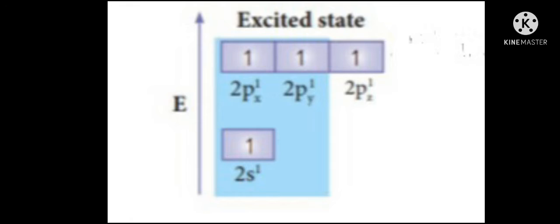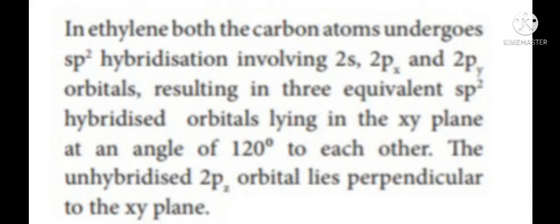It is shown here. In the excited state of carbon, it contains 1 electron in the 2s orbital, 1 electron in the 2px orbital, 1 electron in the 2py orbital, and 1 electron in the 2pz orbital. Ethylene contains 2 carbon atoms. Both the carbon atoms undergo sp2 hybridization involving the 2s orbital, 2px orbital, and 2py orbital.